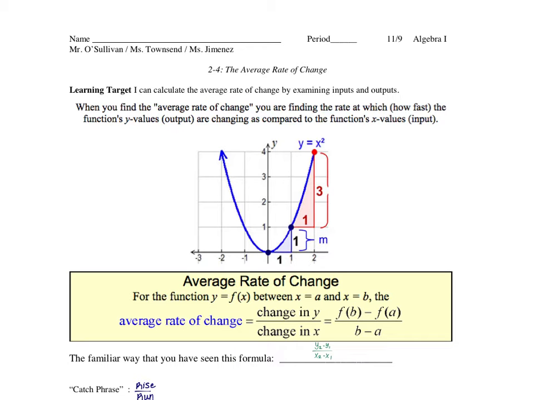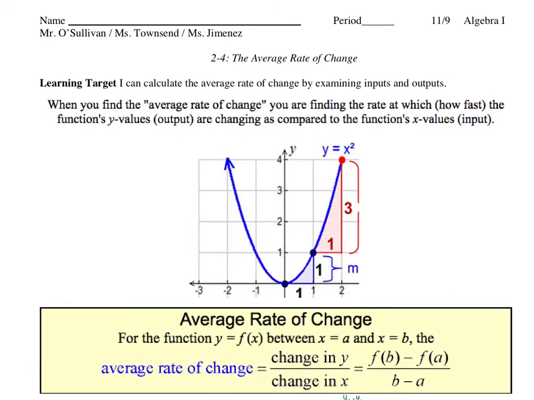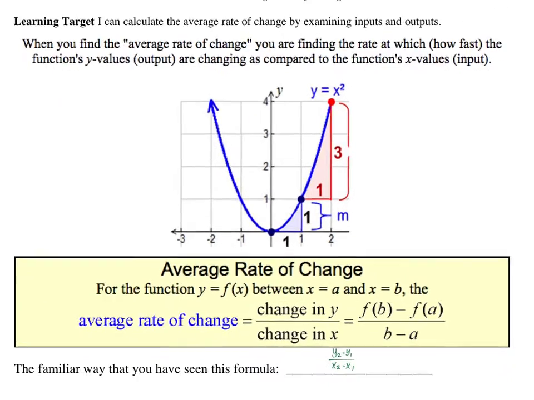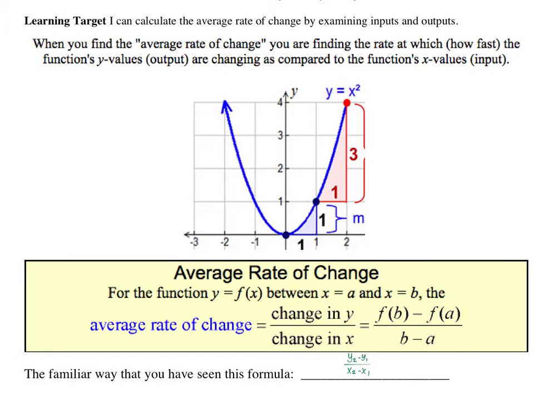Okay. So when you find the average rate of change, you are simply finding how fast the function's y values are changing compared to their x values, so your outputs and inputs. So above here we have a visual of y equals x squared, and we're looking at the average rate of change from 1 to 2 or 0 to 2, and we simply are looking at how fast those y values are changing in relation to x. So like from here, we're looking at it from 0 to 1, and from 1 to 2, and so forth.